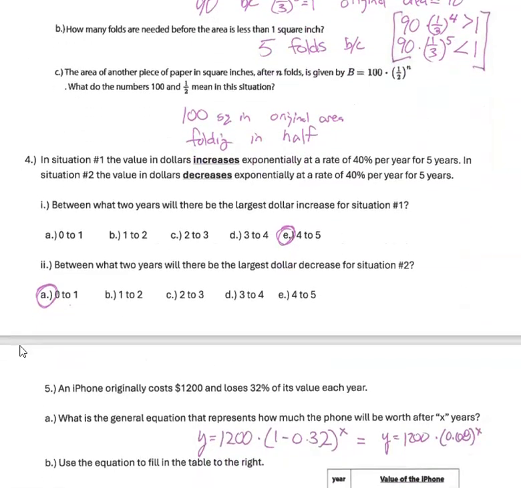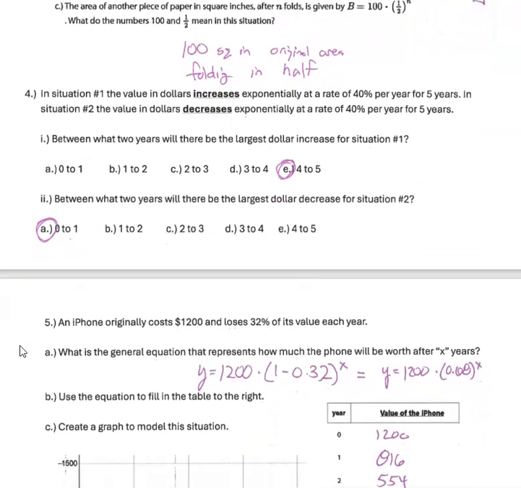Now the next one is talking about two different situations. One is where the rate is increasing at 40% per year for 5 years, and the other one is decreasing at the rate of 40% per year for 5 years, and that's per year. And it's saying for the exponential growth, when is the biggest change going to happen? Is it between 0 and 1, 1 and 2, 2 and 3, 3 and 4, or 4 and 5? And we know exponential growth, while the percent is always the same, the overall change usually is later on down. And if we're just going from 0 to 5, it's going to be between those last 2.